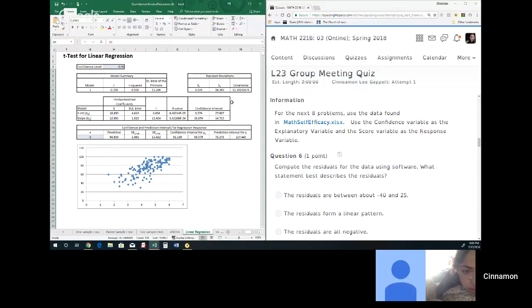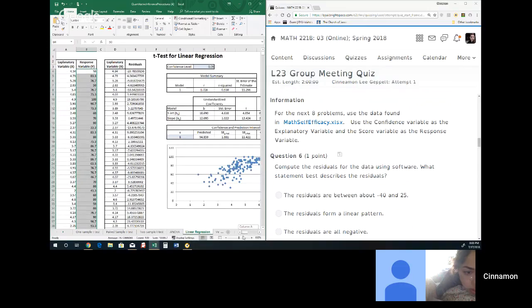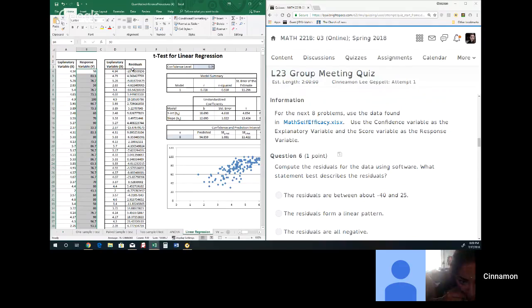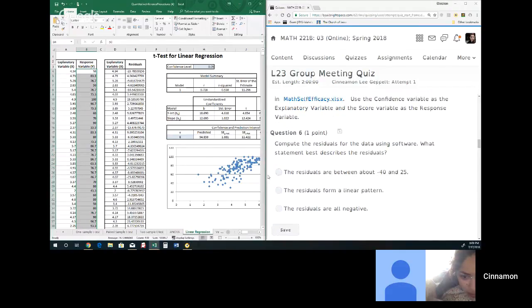And the residuals need to make a line. Yeah, let's see. So do we need to take these residuals right here and plug them into that QQ? Okay, residuals form a linear line. It's not negative, right? Because it's pointing up. And the residuals are not all negative.